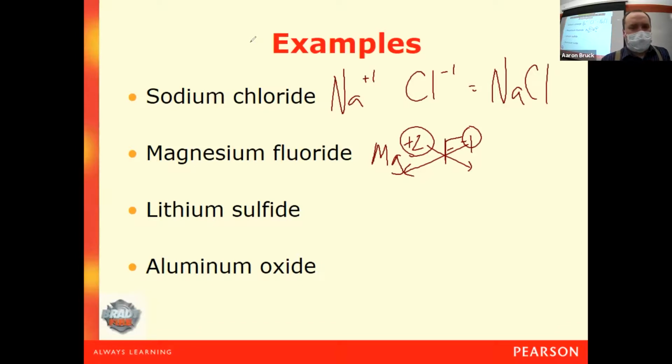So fluorine's charge of -1 means I have 1 magnesium. Magnesium's charge of +2 means I have 2 fluorines. The correct formula for magnesium fluoride is MgF2.